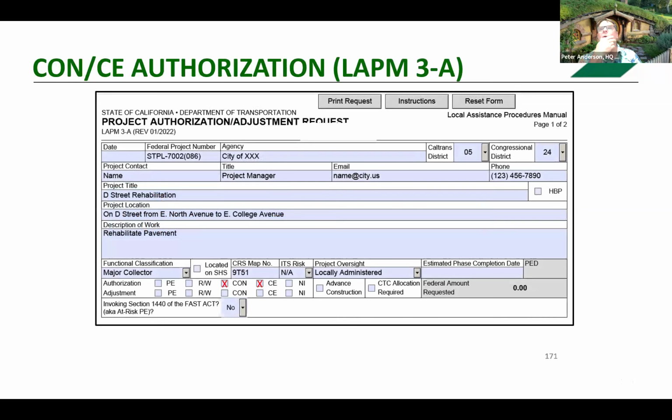So we go back to our 3A, the estimated completion of this will be March 11th, 2026, and there we add 1 additional year. Something I didn't point out, you'll see that the estimated phase completion date cell is in light blue where the PED is in gray. The blue cells are cells that you can fill in. The gray cells are cells that are automatically filled in based on other information.